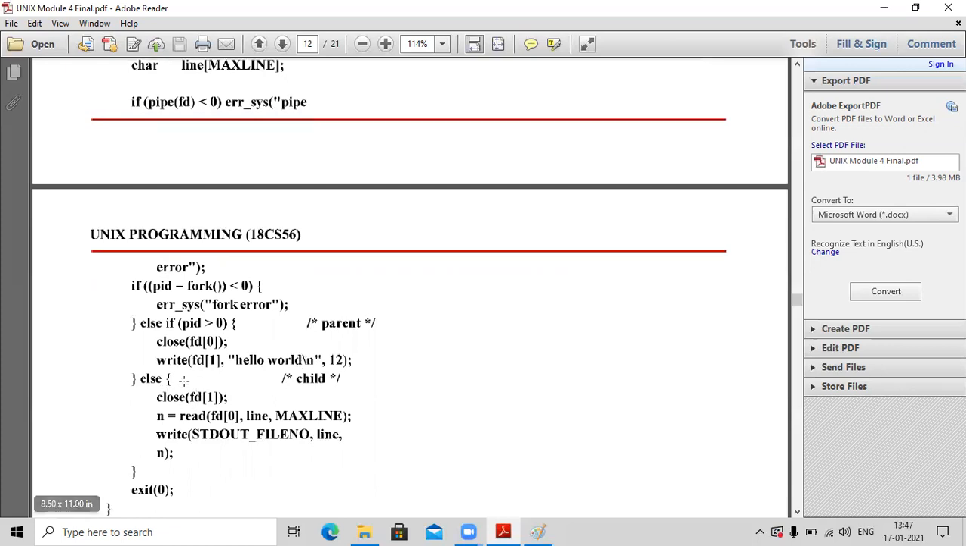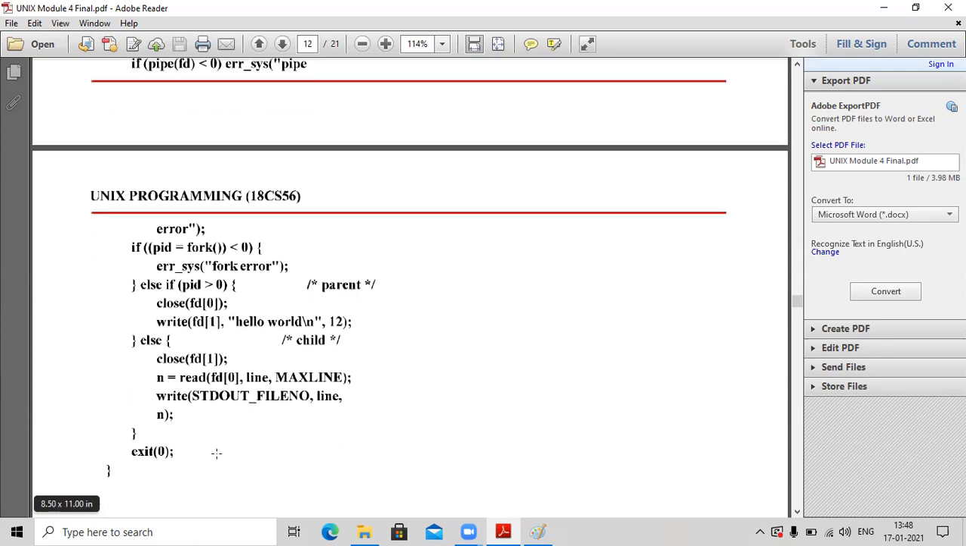Then in the child part, we will close the writing part. Then we will use the read function in order to read from the read file descriptor. This is the file descriptor which will be open for the child. So the child will read all this information. That means a maximum of 12 characters will be read and copied to n. The n contains the number of characters, which is 12. Finally, you'll be writing that particular content to the standard output file, all those 12 characters.